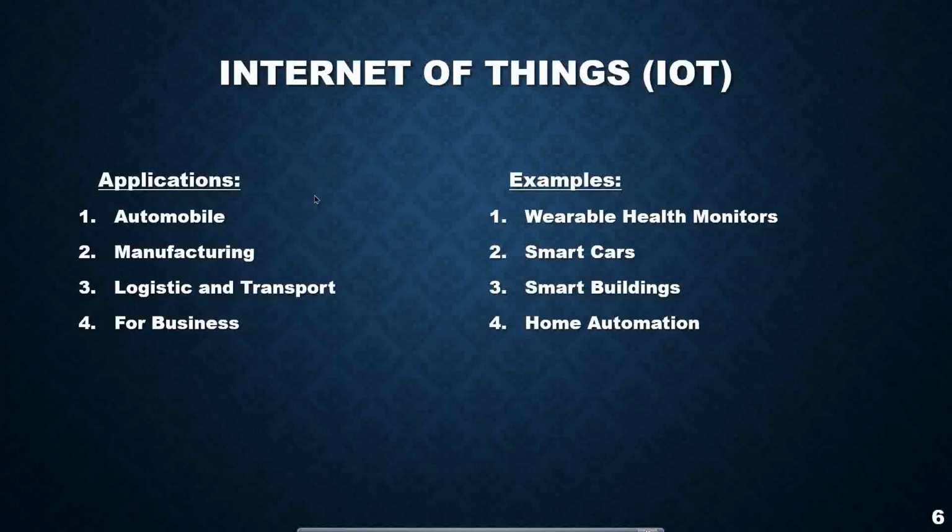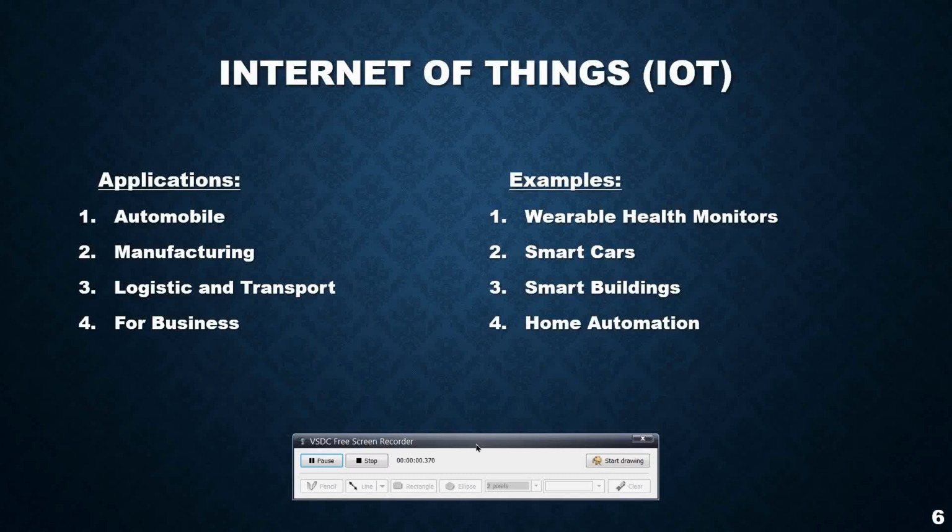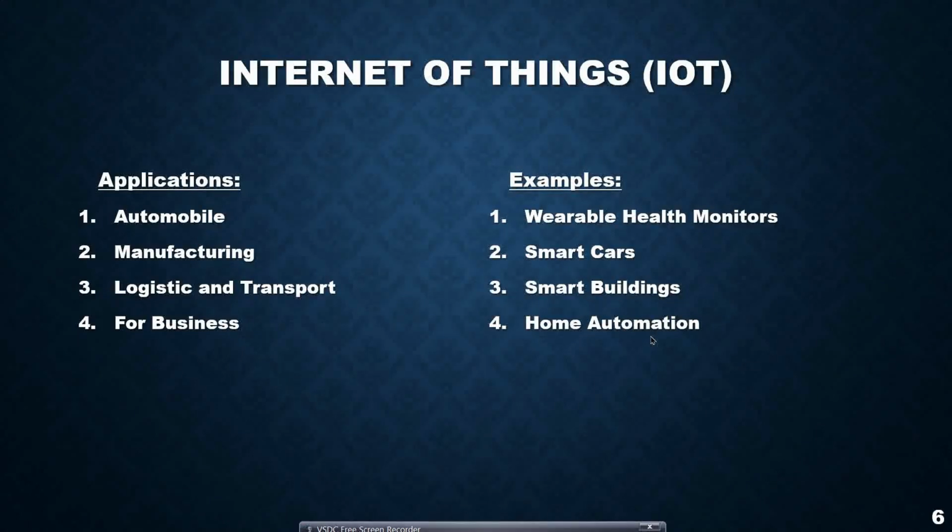And these are some applications and examples where Internet of Things is used. Applications are in the automobile industry, manufacturing industries, logistics and transport, and for business purposes, Internet of Things is widely used. Some examples are wearable health monitors, to be specific, pacemakers can be a specific example. Smart cars, like the recently launched Tesla cars. Home automation, and this is the project we have undertaken, which we will be speaking more about in the upcoming slides.